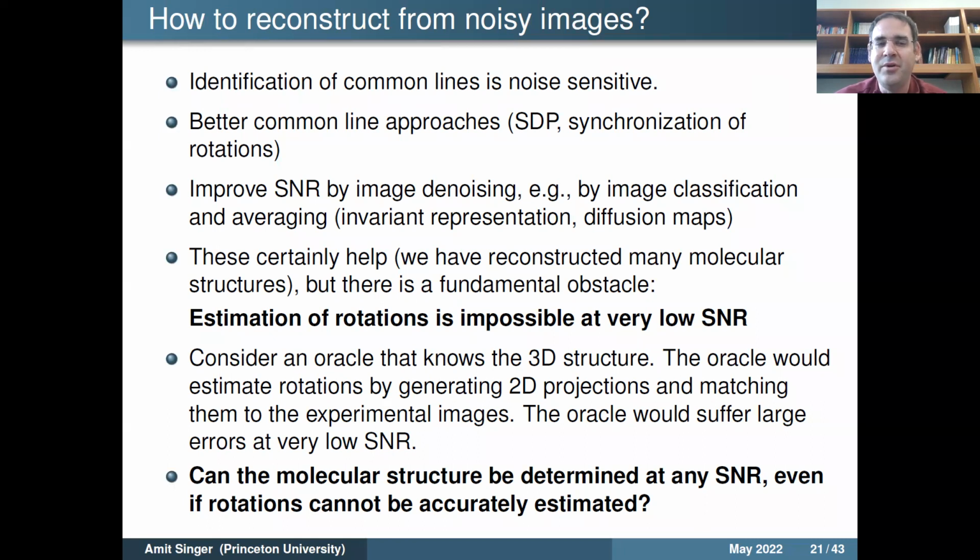So this leads naturally to the following question. If we cannot estimate the rotations reliably, does it mean that the structure cannot be estimated? Or, to put a more positive spin on it, can the molecular structure be determined at any SNR, even if rotations cannot be accurately estimated? Somehow we want to go directly and try to estimate phi without estimating the rotations R1 to Rn at all, to completely bypass the estimation of rotations.